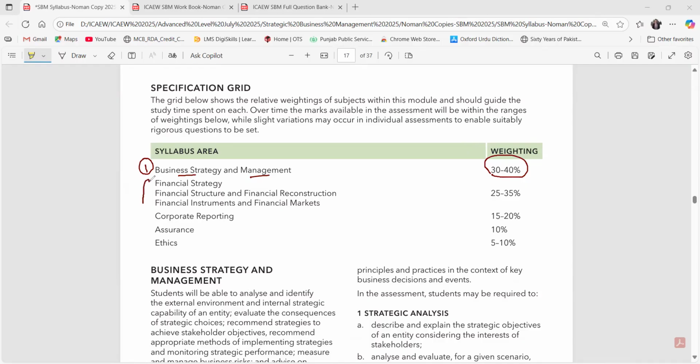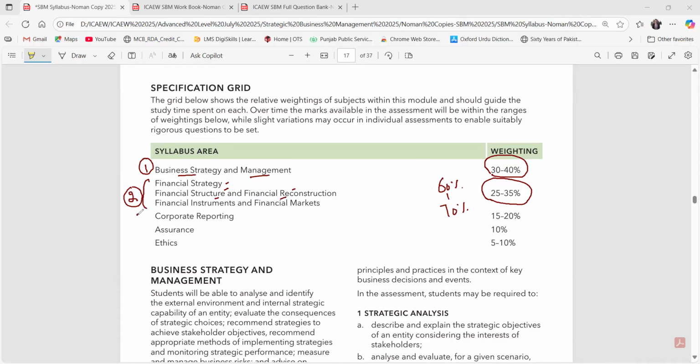The second portion is another major portion. It involves your financial side: financial strategy, financial structure, financial restructuring, financial instruments, and financial markets. The percentage is around 25 to 35%. So we can say around 60% to 70% of your syllabus belongs to these two areas. First of all, business, and second, finance.